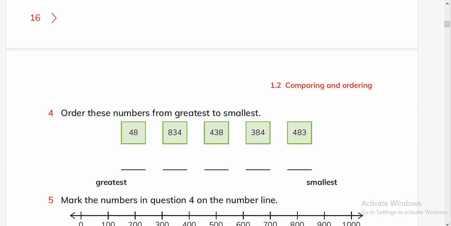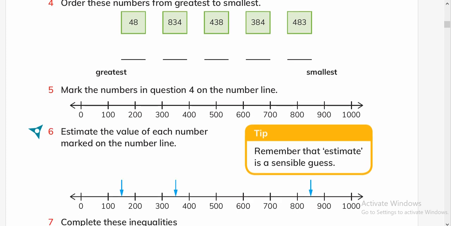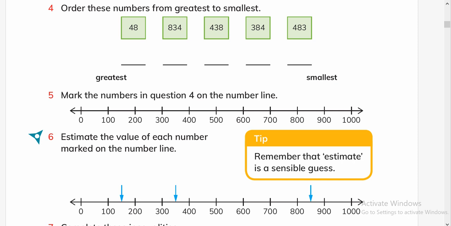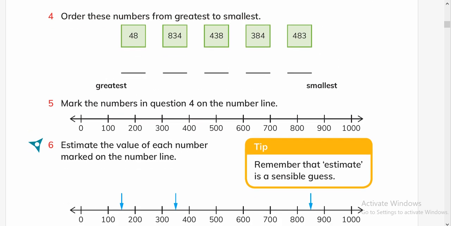Okay, let's go to the next page. It is order these numbers from greatest to smallest. Now in this we have to order the numbers from greatest to smallest, and it is the easiest thing. I hope you can do it. But for the students and for their understanding, tell them to start comparing the hundreds first. Okay, mark the numbers in question number 4 on the number line.